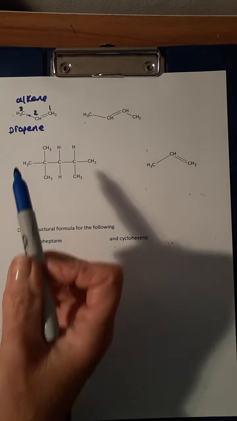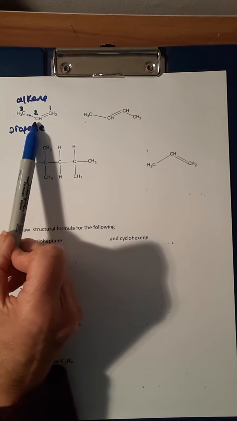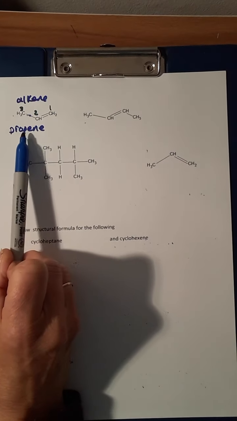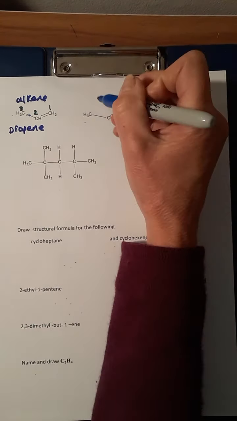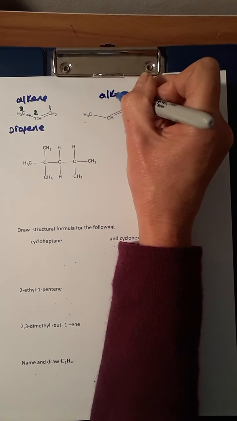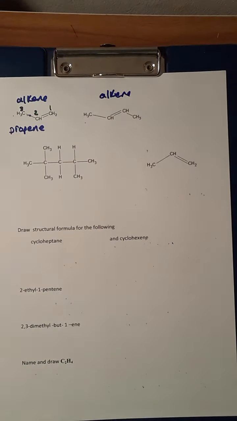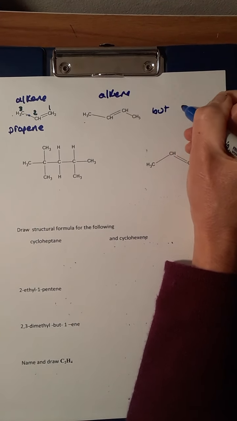Prop-1-ene. Okay, you've got no option actually, is what I'm trying to say. No matter if you put the double bond here or there, it's always going to be prop-1-ene. Have a look at that, make sure you understand that. Here we've got another alkene. How do I know it's an alkene? Because it's got a double bond. Okay, 1, 2, 3, 4 carbons, which means it's a 4-carbon chain, butene.